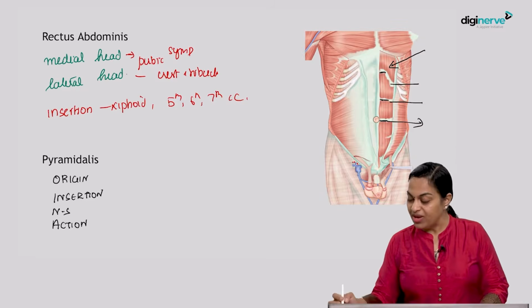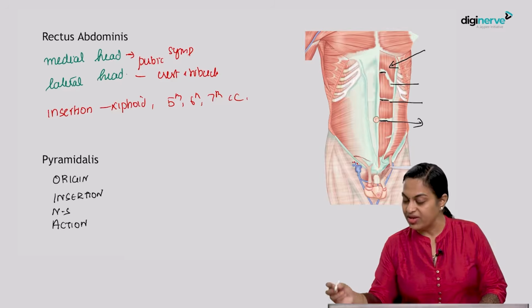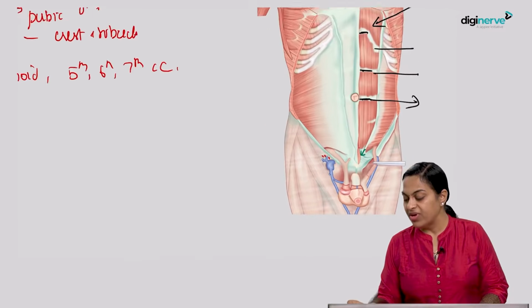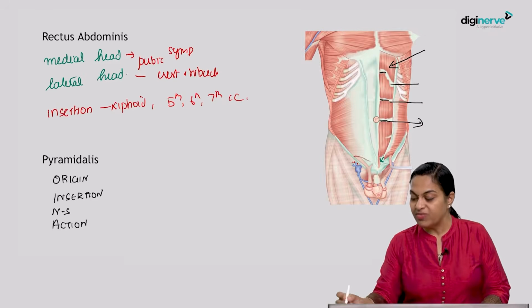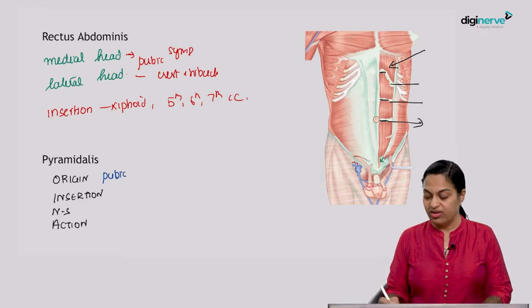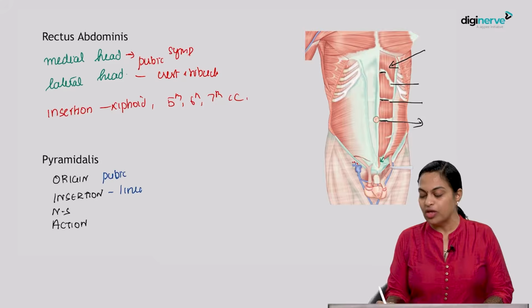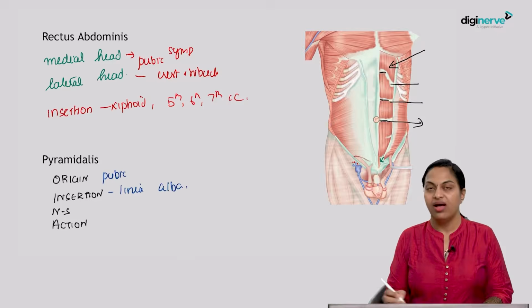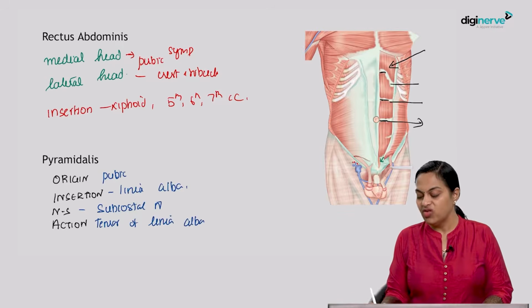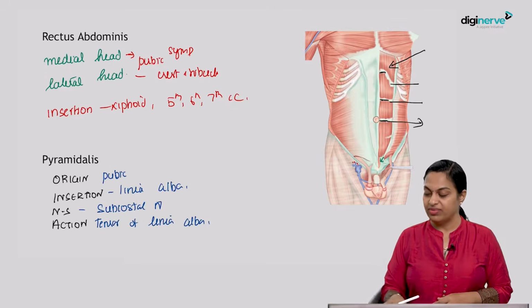Okay. The pyramidalis muscle, please appreciate it's here. The small tiny muscle that you see here is the pyramidalis. This pyramidalis muscle originates from the pubic symphysis, the pubic crest, and it inserts into the linea alba. It is innervated by the subcostal nerve. It is considered to be a tensor of linea alba, the small muscle within the rectus sheath.